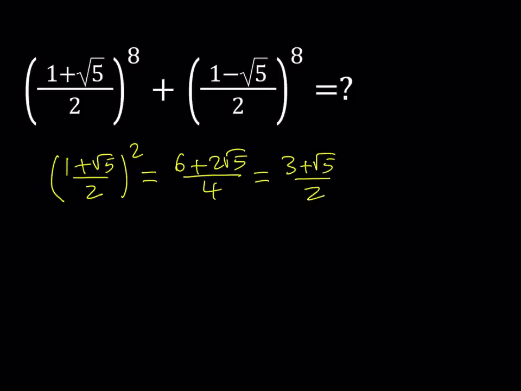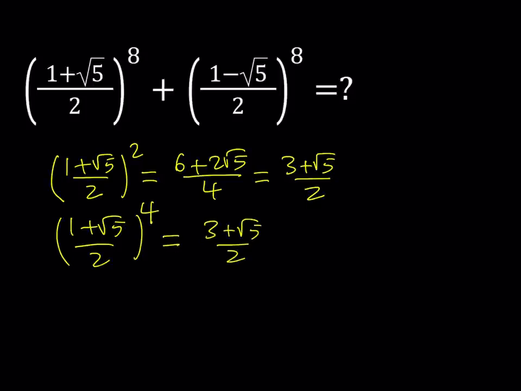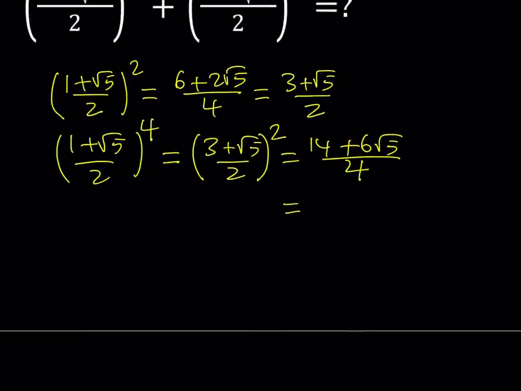And then in order to get the 4th power, you can just take the square and square that again. So to get this expression to the 4th power, I just need to square it one more time. This is going to give us (9 plus 5, which is 14, plus 6 root 5) divided by 4. If you simplify this, you're going to get (7 plus 3 root 5) over 2. So this is the 4th power.